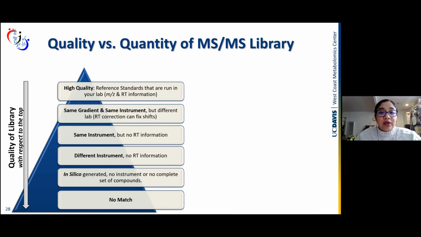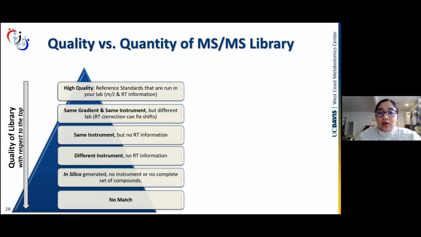Then there's also a category where you have the same gradient and you have the same instrument, but the reference data is acquired in a different lab. So it's not exactly the same, which might introduce some differences, or maybe some retention time shifting, but that can be taken care of with corrections if you have internal standards in your methods.